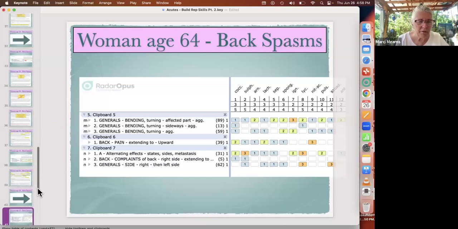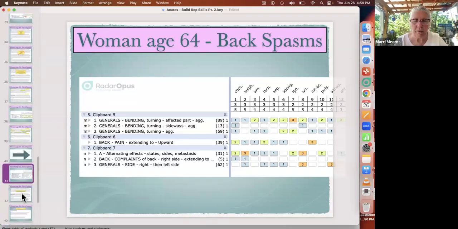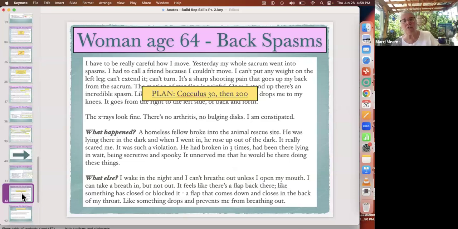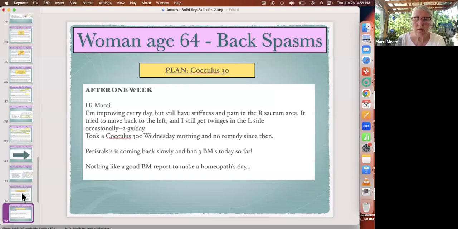Yeah, so I gave cocculus. We're going to go down here and we're going to see. Cocculus 30, and then eventually we went to a 200. Cocculus 30. After a week, here she says, I'm improving every day, but still have stiffness and pain in the right sacrum area. It tried to move back to the left, and I get twinges on the left side occasionally, 2 to 3 times a day. Took a Cocculus 30C Wednesday morning and no remedy since then.